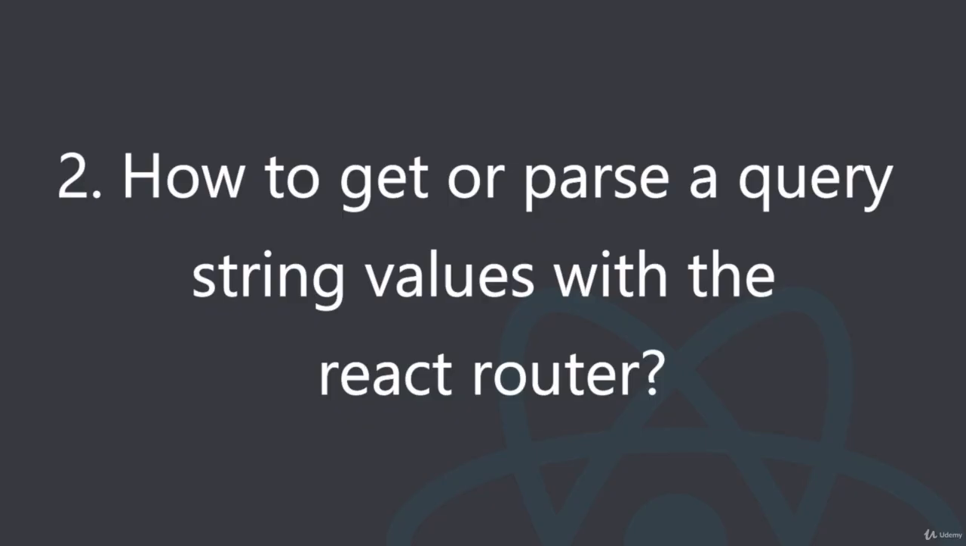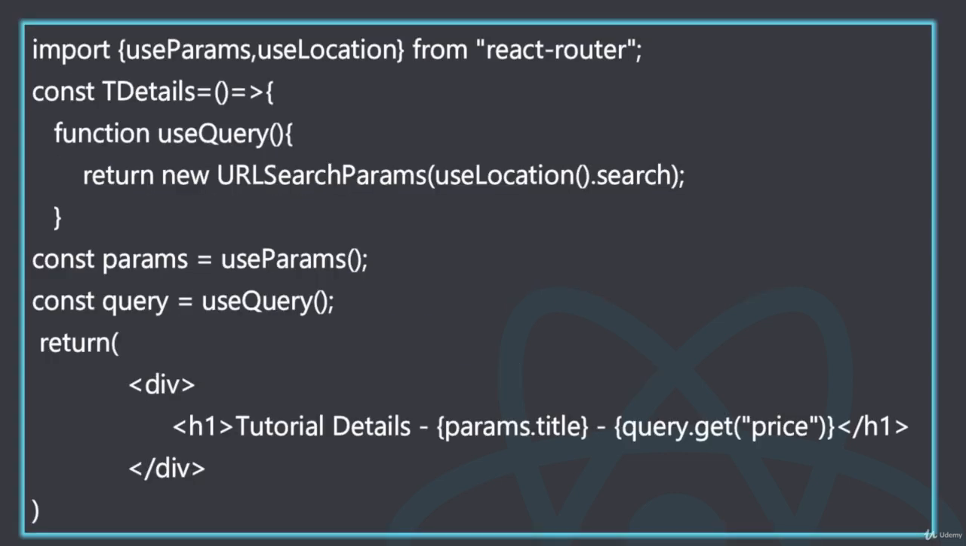The second question is how to get or parse query string values with React Router. This also we have seen here, that once in the TDetails component we had all the values, we use the URLSearchParams that returns the query object, which can be referred with the useLocation hook, which returns the location object, and we refer to the value using this syntax.